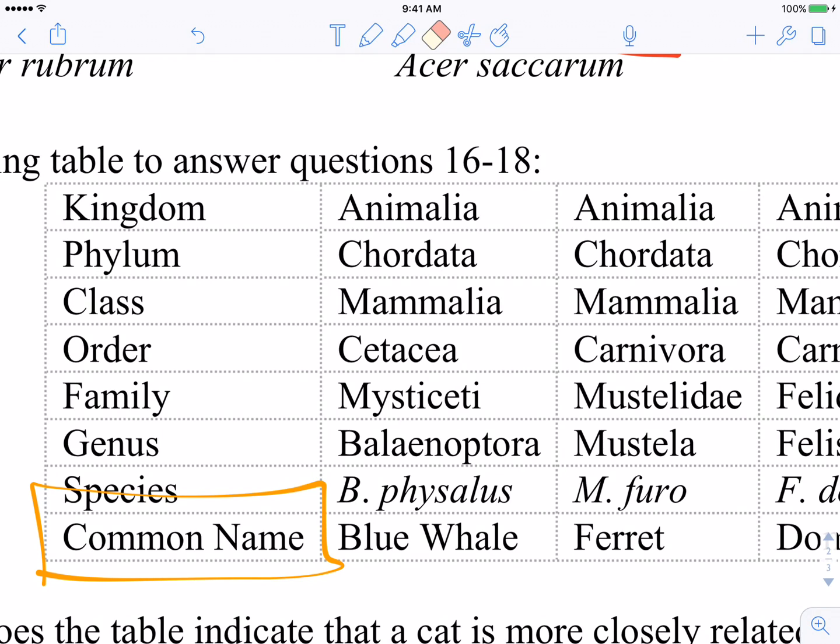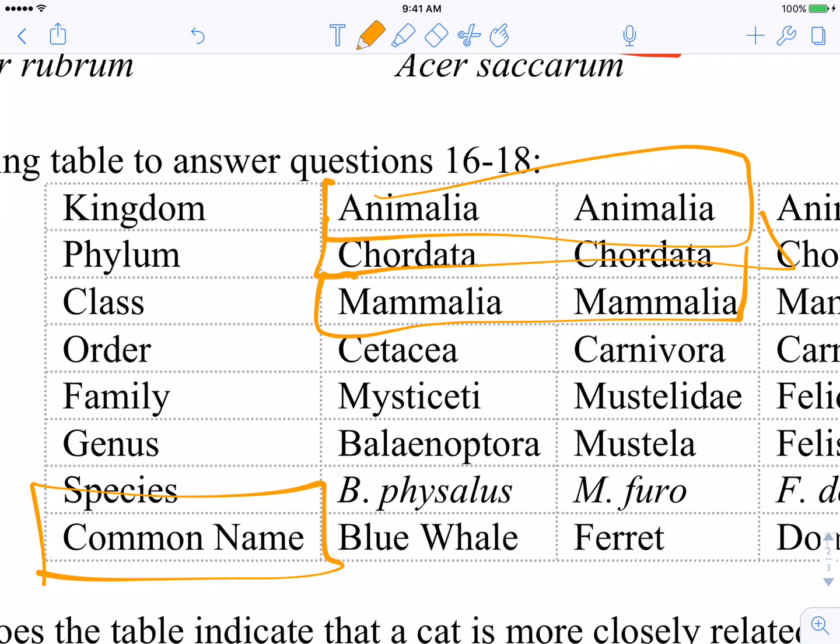Let's do the ferret and the blue whale. They're animals, they're chordates, they're mammals. They are in different orders, which comes before family. So the least closely related would be the blue whale and the ferret side by side, because they diverged high up on the taxonomic pyramid. So the higher up you are when you break into two different groups, the less closely related you are. The farther down you go on this pyramid, so if we can make it all the way down to genus or species, you are very closely related.